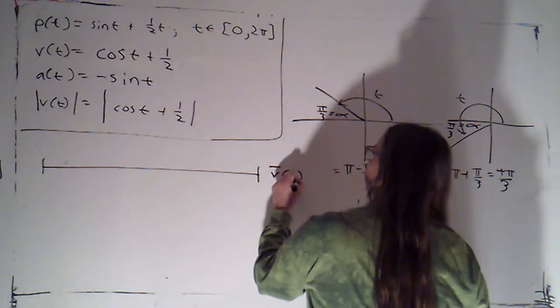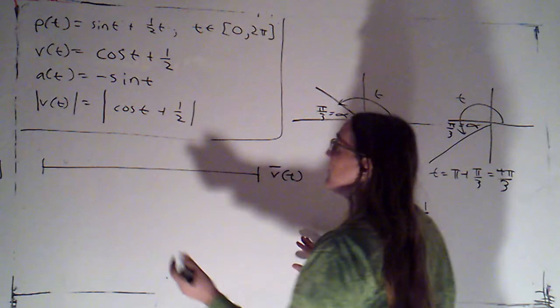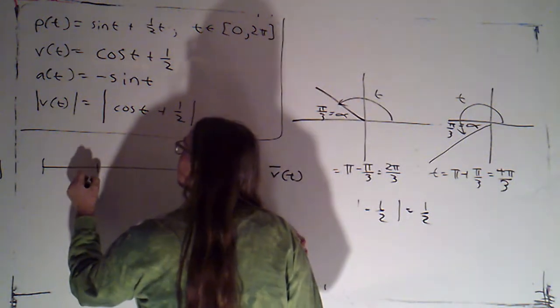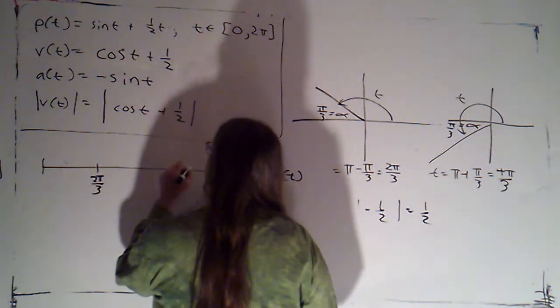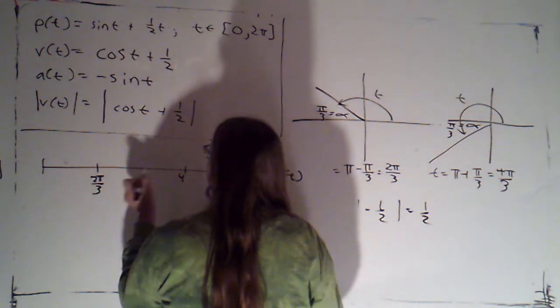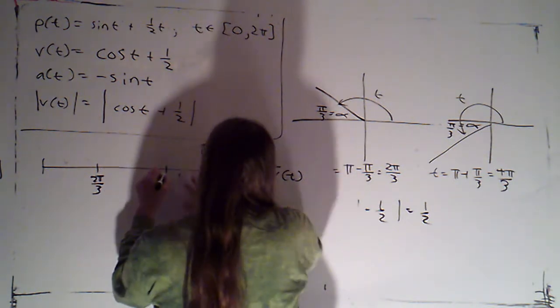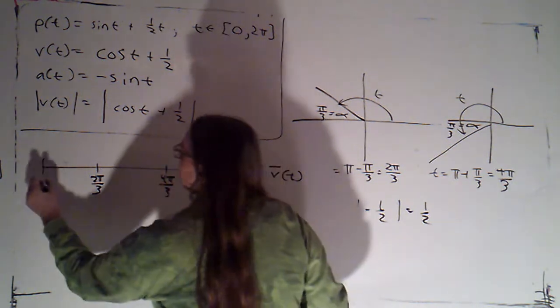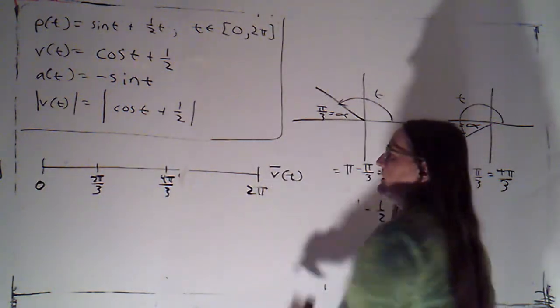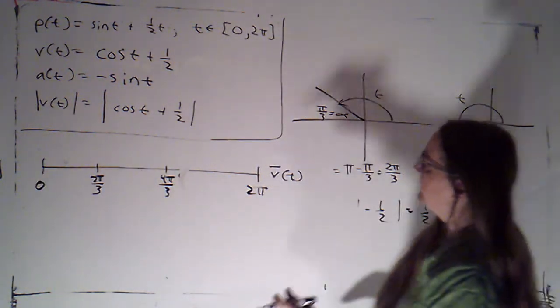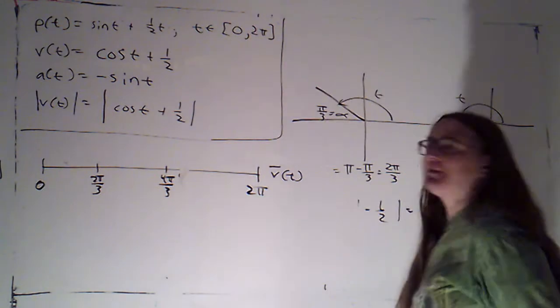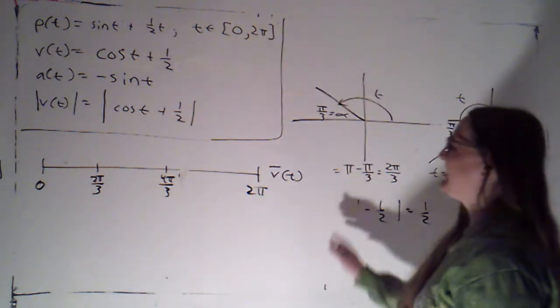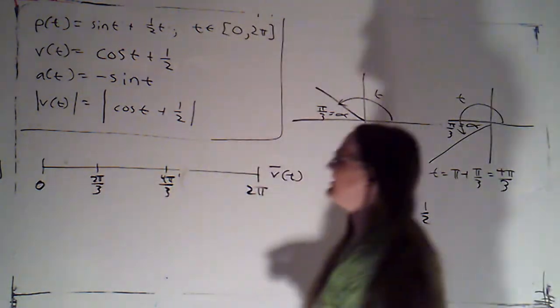Okay, and I'm going to mark off these two places: 2 pi over 3 and 4 pi over 3. Now, I didn't bother to draw this to scale. Good enough. Those are my subintervals. I did not attempt to draw this particularly to scale.